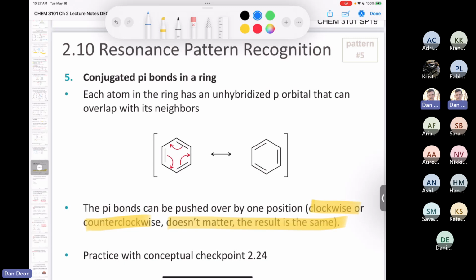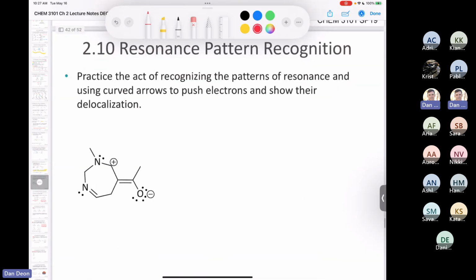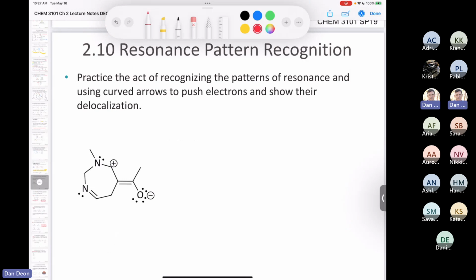So if I was to redraw the ring like this, and put my pi bonds like this, and you were to draw the curved arrows in the opposite direction, going like this, this, and this, you still end up here, no matter what. There we go. So there you go. Those are the 5 patterns. Let's see if we can draw some resonance contributors for this guy here.